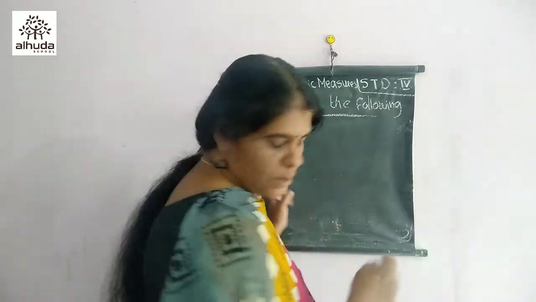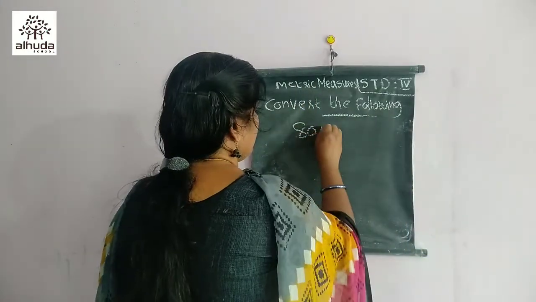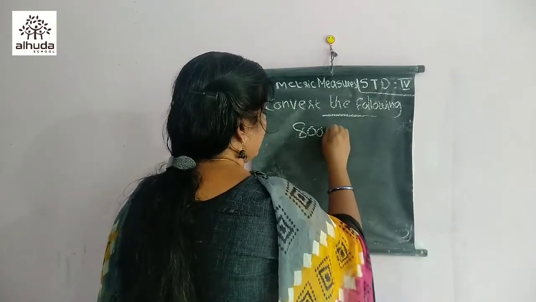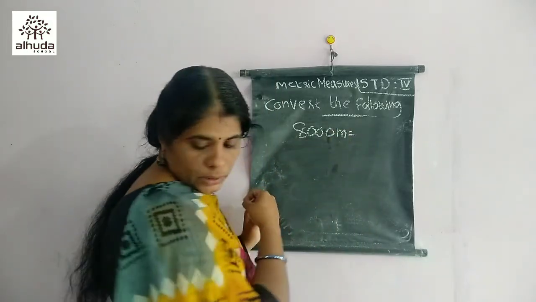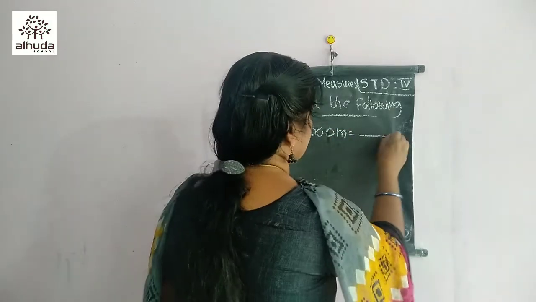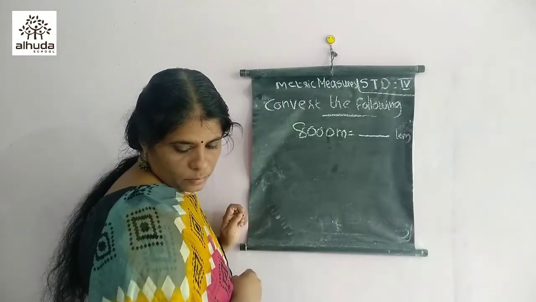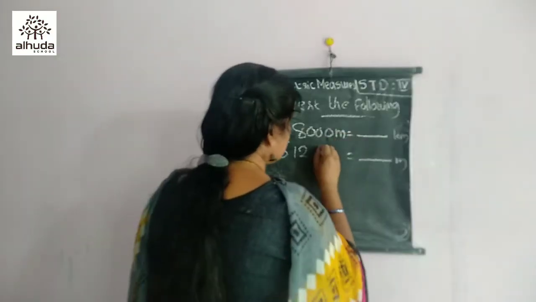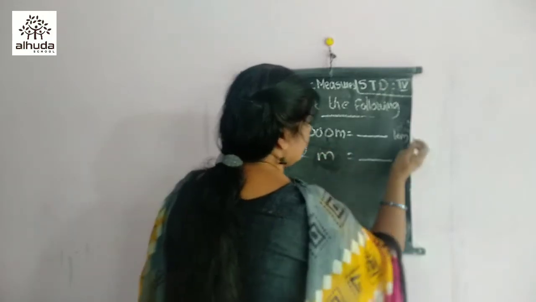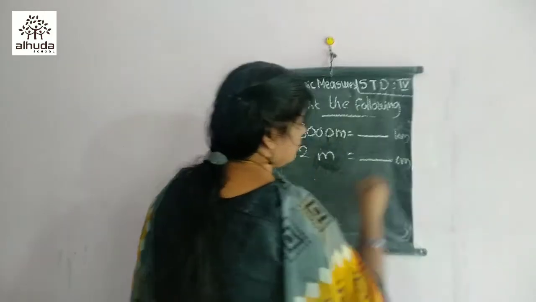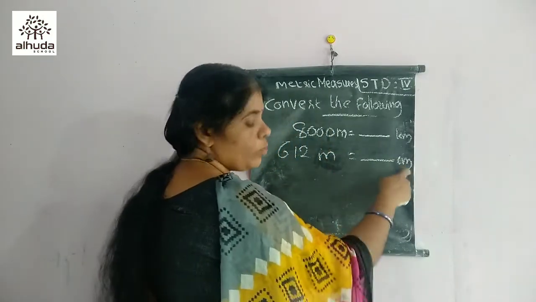Then 8000 meter, how much kilometer? Meter, centimeter. 612 meter, how much centimeter?